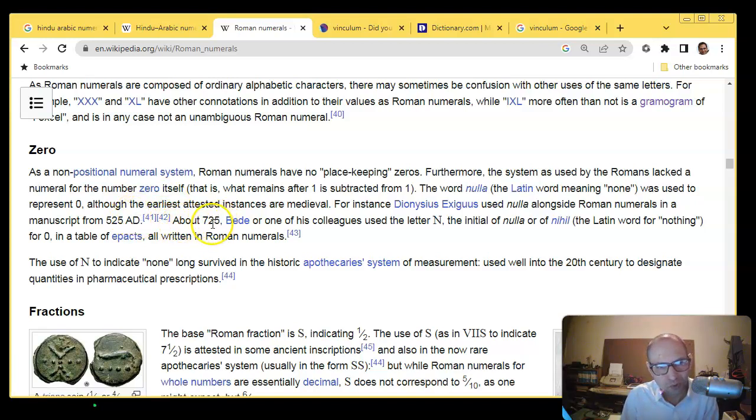About 725, meaning about 200 years later, Bede, or one of his colleagues, used the letter N, the initial of nulla, or of nihil, the Latin word for nothing, for zero, in a table of epacts, all written in Roman numerals. The use of N to indicate none long survived in the historic apothecary system of measurement, used well into the 20th century to designate quantities in pharmaceutical prescriptions.